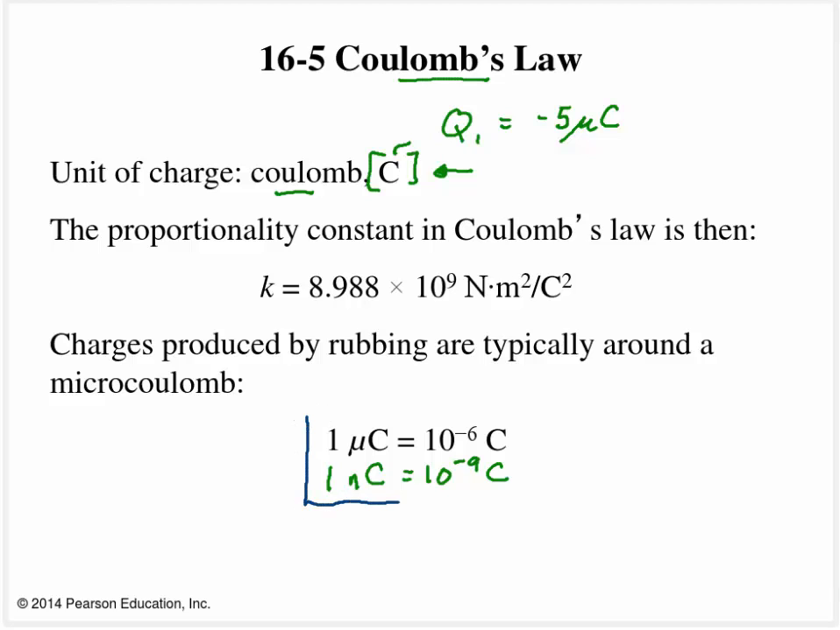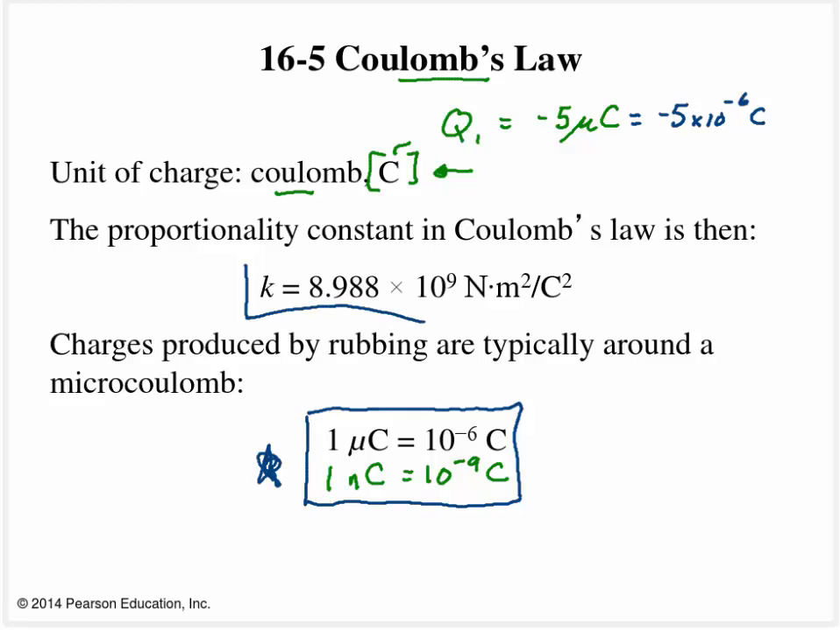So 1 microcoulomb is 10 to the negative 6 coulombs. 1 nanocoulomb is 10 to the negative 9th coulombs. So get familiar with these micros and nanos, because you're going to be seeing them quite a bit. So we could also say that that's going to be -5 times 10 to the negative 6 coulombs. Once again, this constant of proportionality, I rounded it to 9 times 10 to the 9th, but this is going to be a more formal value for it.